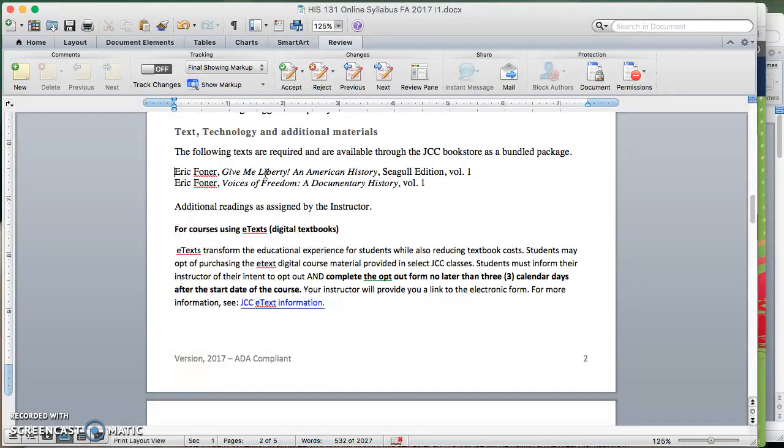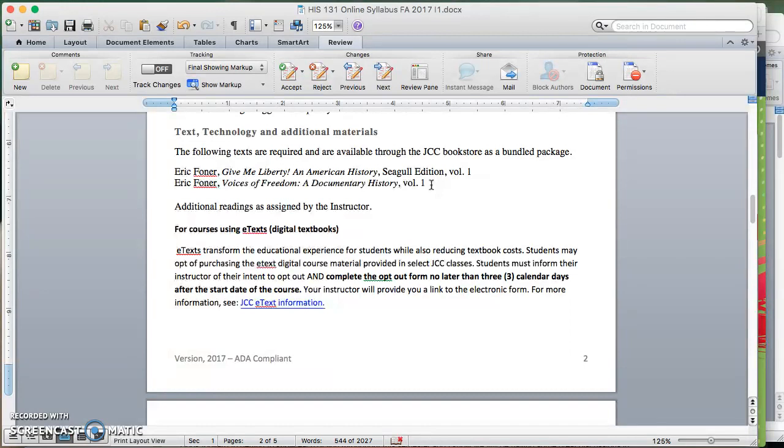So Give Me Liberty is the textbook, and I believe we have the 5th edition, and we need volume 1 because that's the first half of American history. Also the document reader, Voices of Freedom. Most of your primary source readings are going to come from this book. There are a few things on Blackboard, but it's mostly this book. So if you don't have this book, get this book.